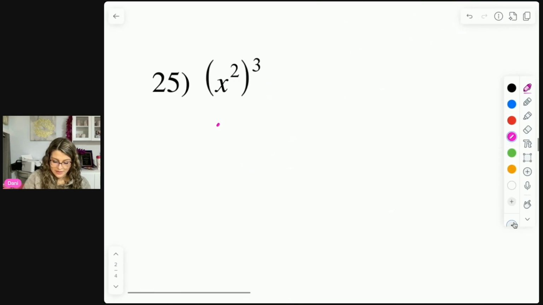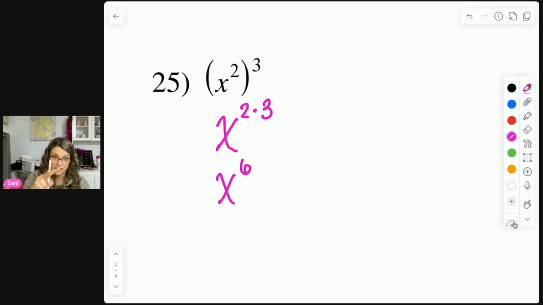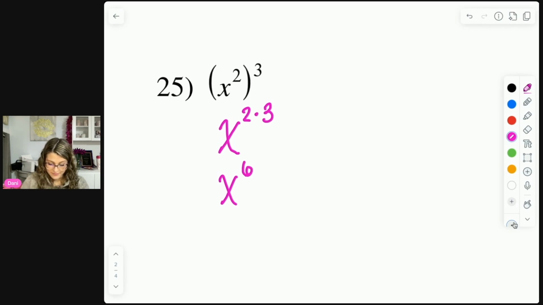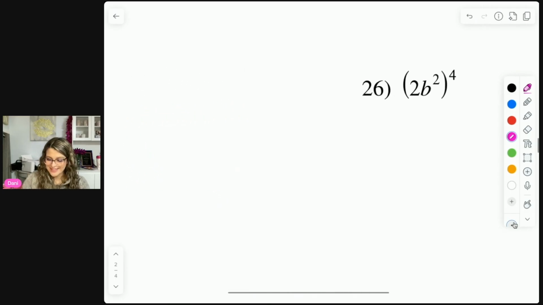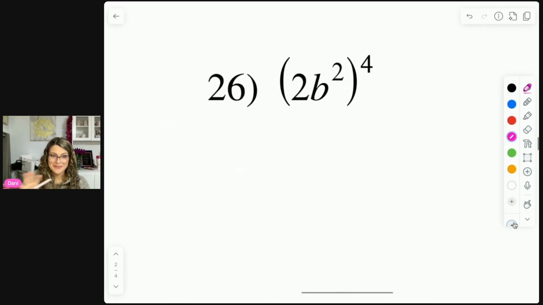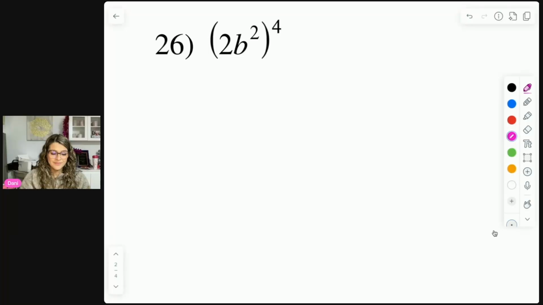So this one, again, power to a power, just multiply your exponents. And for the love of God, please do not write an x for times. Don't do it, okay? X to the 6th. All right, why don't you try this next one on your own, pause, and then hit play when you're ready.